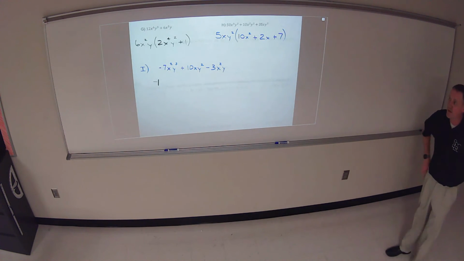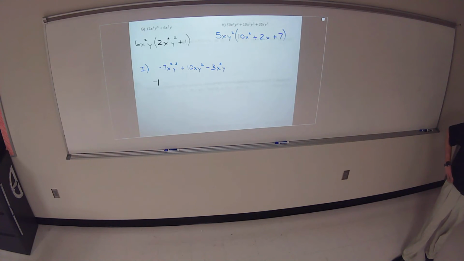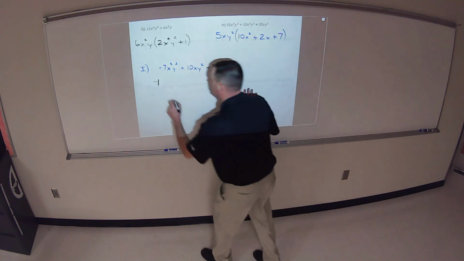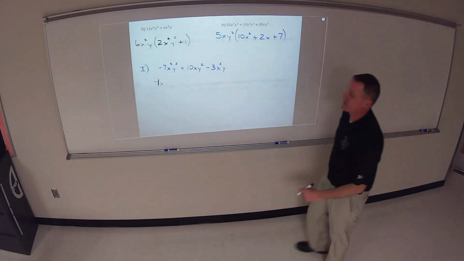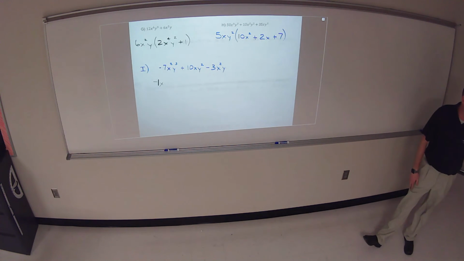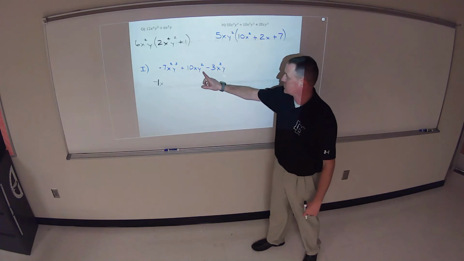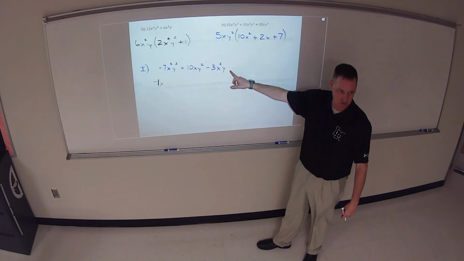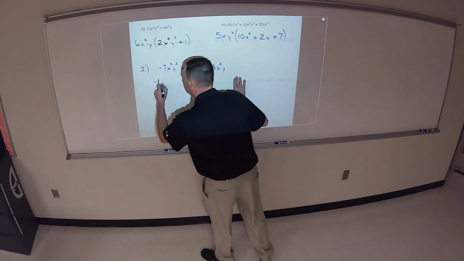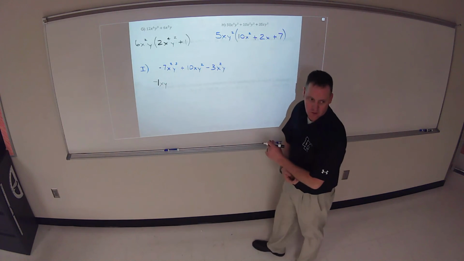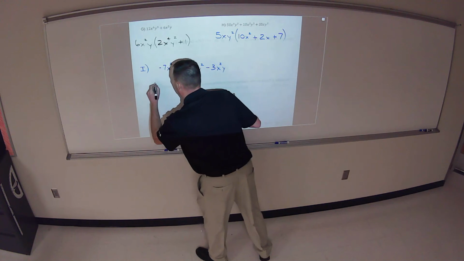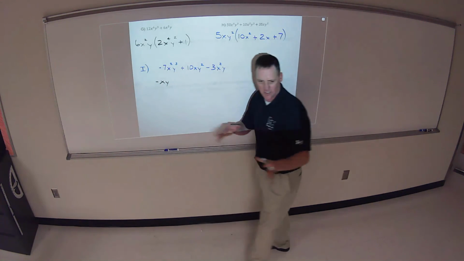Now, what is the most number of x's that every term has? The middle one doesn't have 2 x's, it's only got 1 x. So we're going to pull out 1x. What's the most number of y's that every term has? 3 y's, 2 y's. This has only got 1 y, doesn't it? So I can only pull out 1 y. The way you'll see this written in the book, they won't put the 1 there, they'll just write it as this. That makes sense?